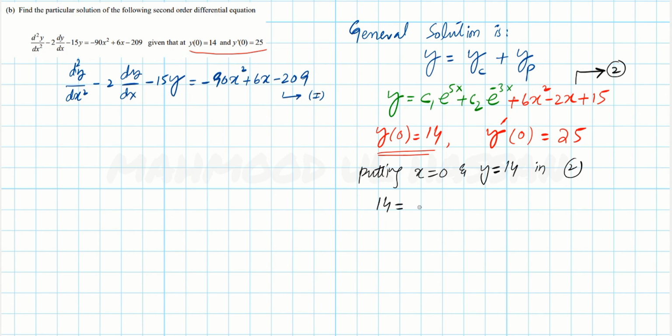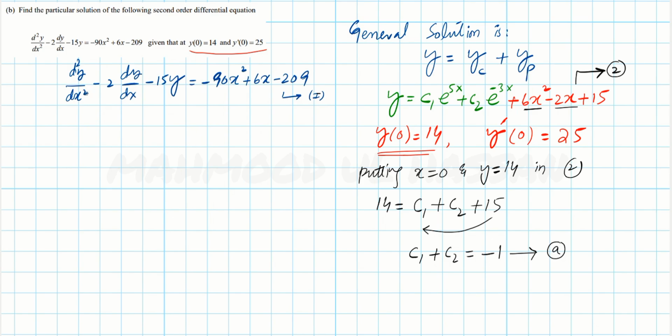So it means c1, when we put x equal to 0 in the first term, so e power 0, that is 1, plus c2 e power 0 is again 1, and then when we put in the third term, this will become 0 and minus 2x would become 0, so we are left with 15. So plus 15 here. Just shift this 15 to the left side of the equation, so you will get c1 plus c2 is equal to minus 1. Okay, let me call this equation number A.